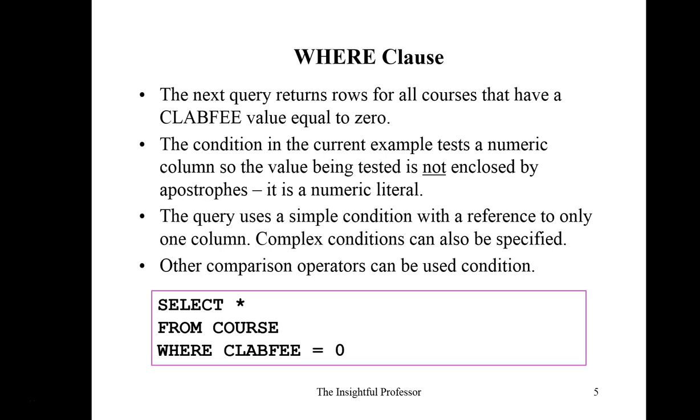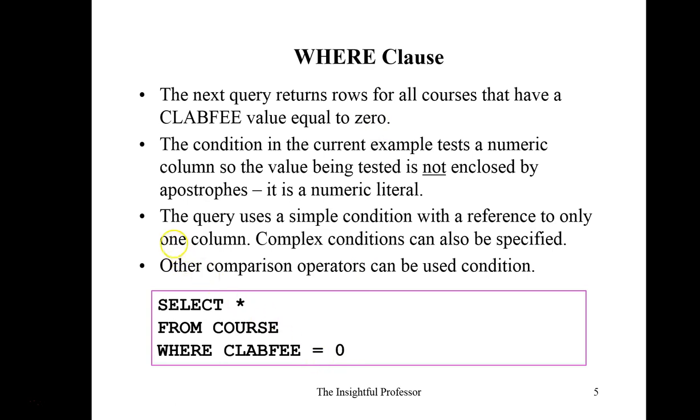But for other rows, lab fee equal to 0 will not be true. It'll be false. Maybe the lab fee is 100 in some row, or the lab fee is 50 in some row. For those two rows, lab fee equal to 0 is not a true statement descriptive of that row. Those rows will not be included in the result. So this particular query returns all the rows that have a lab fee value equal to 0. So the conditional operator we've used here is equality.